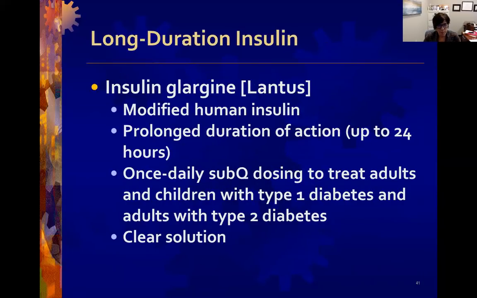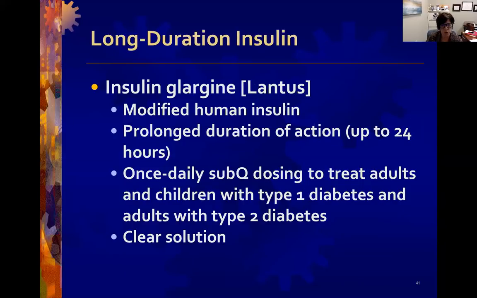Glargine, or Lantus is the brand name. That's modified human insulin. This has a prolonged duration of action up to 24 hours. So this one kind of mimics the pancreas. It just keeps releasing itself over 24 hours. It doesn't really have an onset or a peak. Usually it's once a day to treat adults and children with type 1, and adults with type 2 can use it as well. And sometimes I've seen it given twice a day.